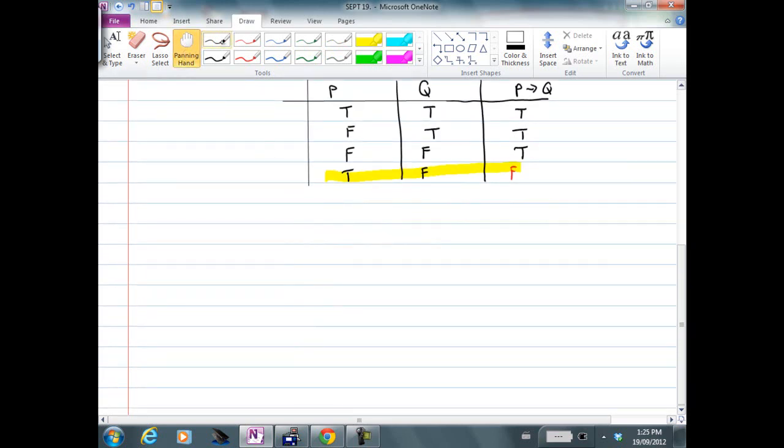Then I taught you something called converse. And I taught you something called biconditional. 50% of your exam, remember, is vocabulary. Make sure you understand this like the back of your hand.